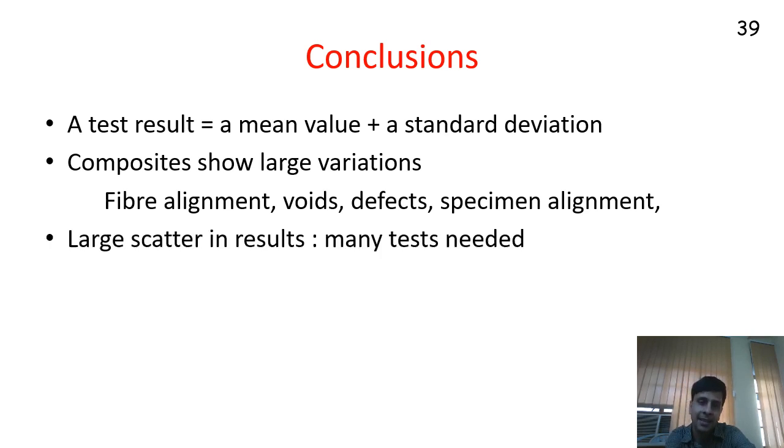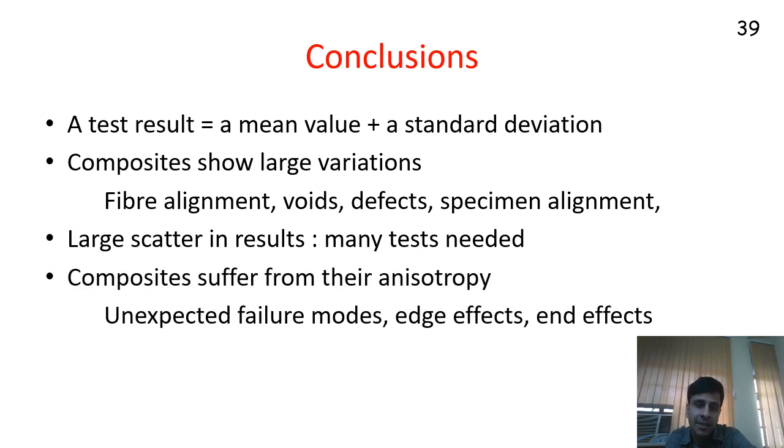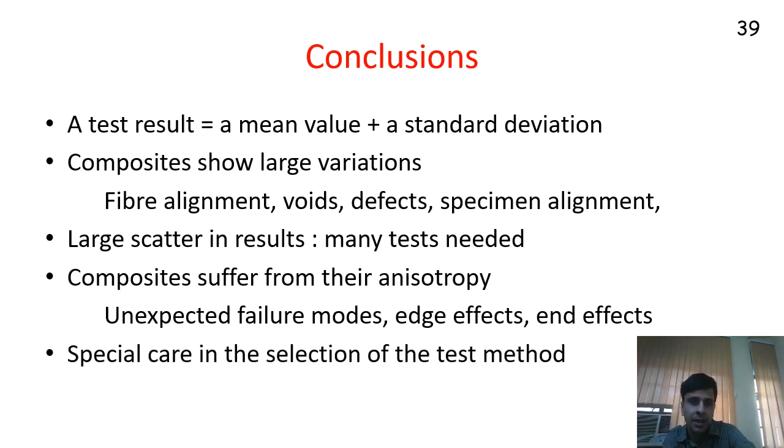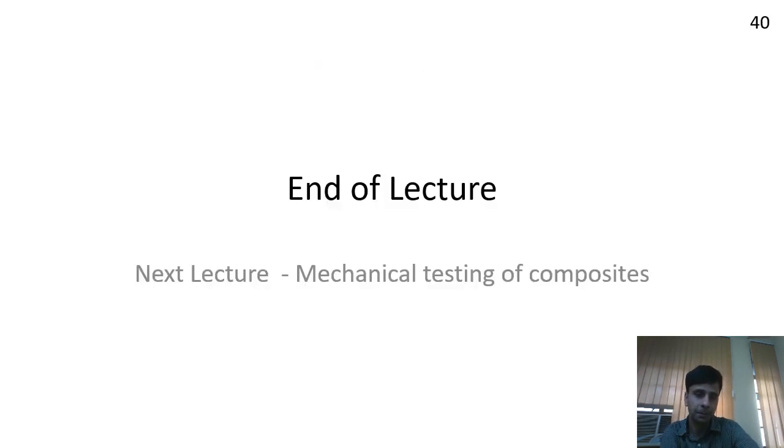So since there is large scatter in results, you have to do many tests. If you want to find the properties of aluminum, 1 or 2 tests are enough. For similar properties in composites, you are looking at at least 5 to 20 tests. Composites suffer from their anisotropy. Due to anisotropy, there can be unexpected failure modes, edge effects, end effects, so many things that you need to consider. So you have to take special care in the selection of the test method. You have to be very rigorous about how you are doing the test, which test standard you are following, read that thoroughly and try to follow it as in depth as possible.